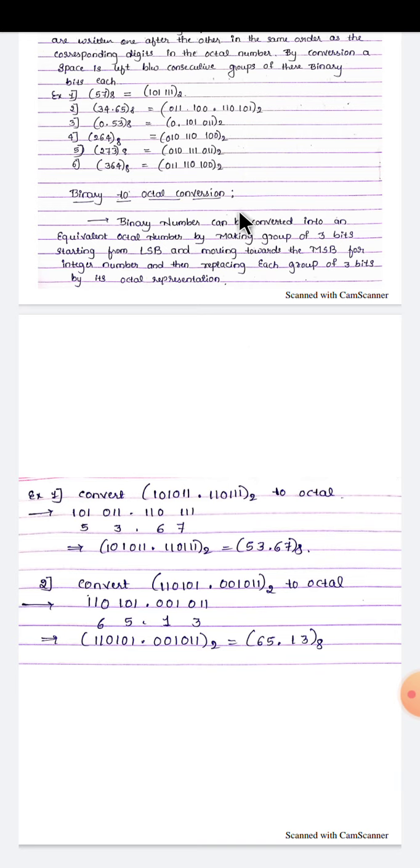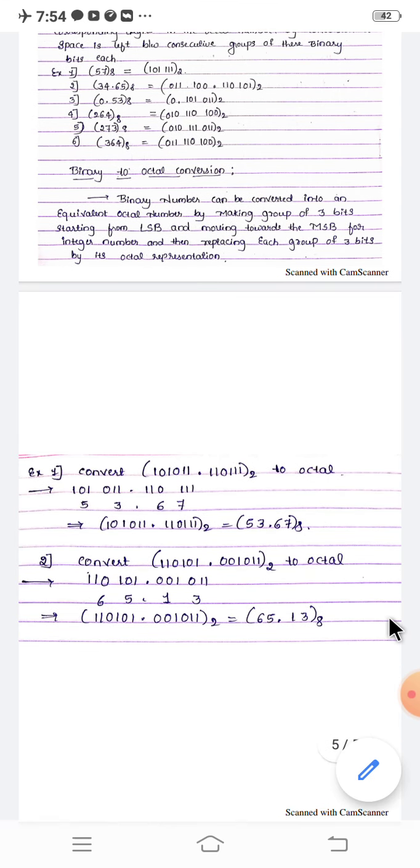See here, don't confuse this chapter. In this chapter there are only 4 number systems: binary, decimal, octal and hexadecimal. First, with binary and decimal, we convert binary to decimal and decimal to binary. Next, in the octal number system, we convert octal to decimal and decimal to octal. Next, octal to binary and binary to octal.